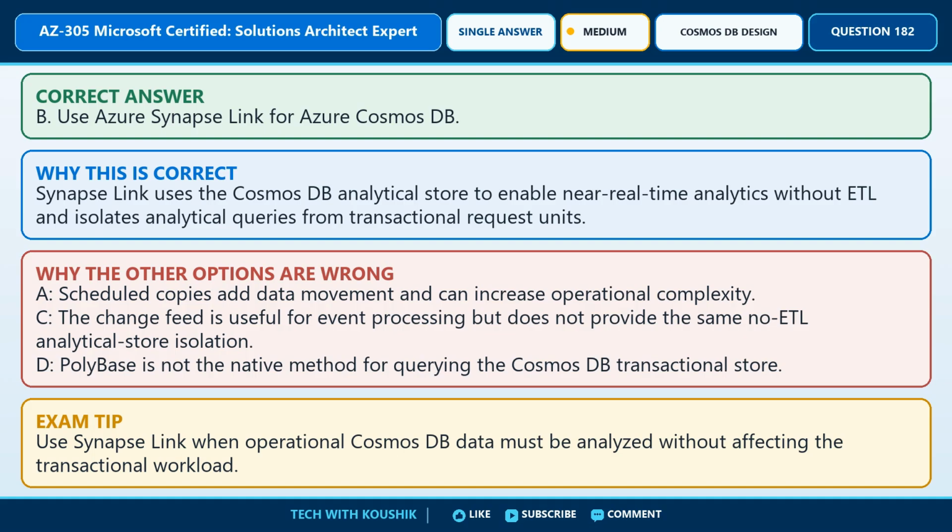A. Scheduled copies add data movement and can increase operational complexity. C. The change feed is useful for event processing but does not provide the same no-ETL analytical store isolation. D. PolyBase is not the native method for querying the Cosmos DB transactional store. A useful examination rule is this. Use Synapse Link when operational Cosmos DB data must be analyzed without affecting the transactional workload.